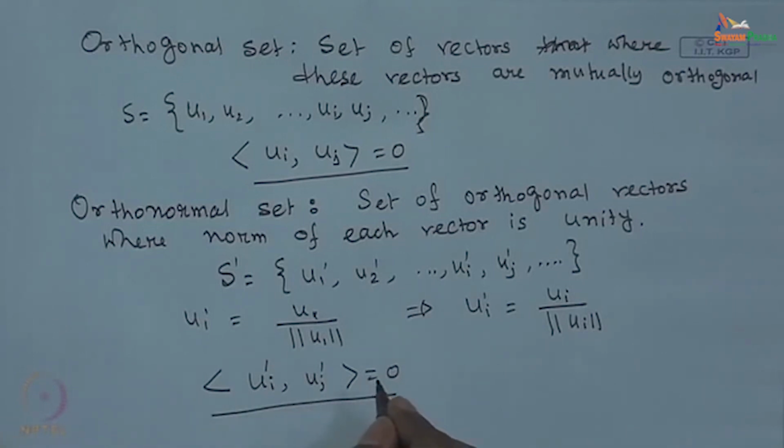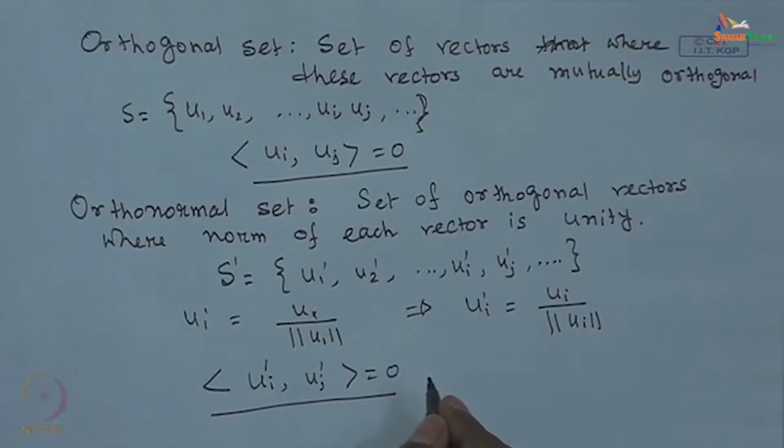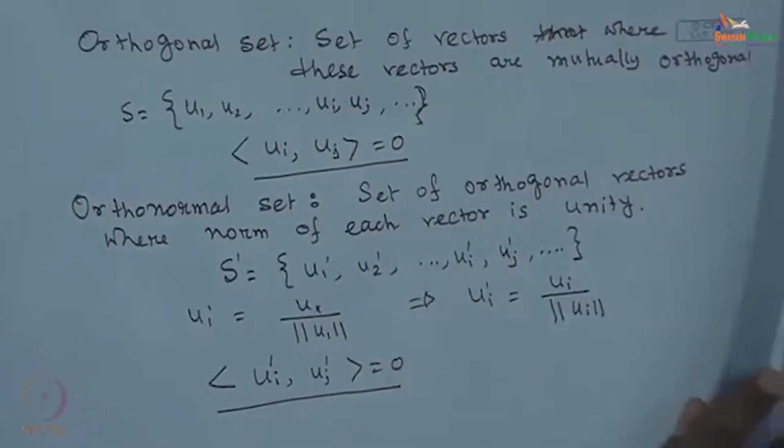So, the basic criteria for the vectors forming the orthonormal set is that they will be mutually orthogonal to each other, as well as their norm will be equal to 1. So, that particular set is termed as an orthonormal set.